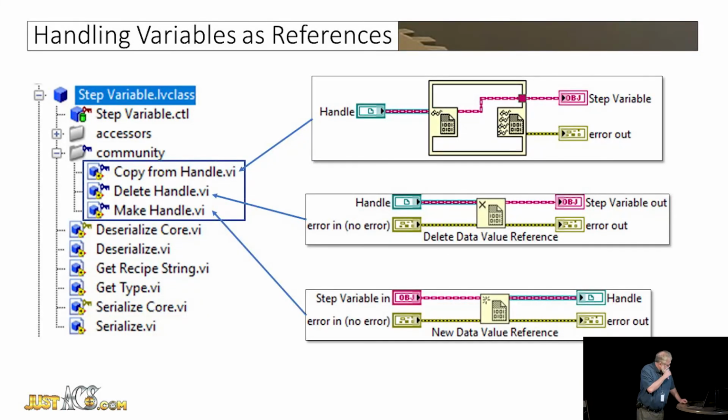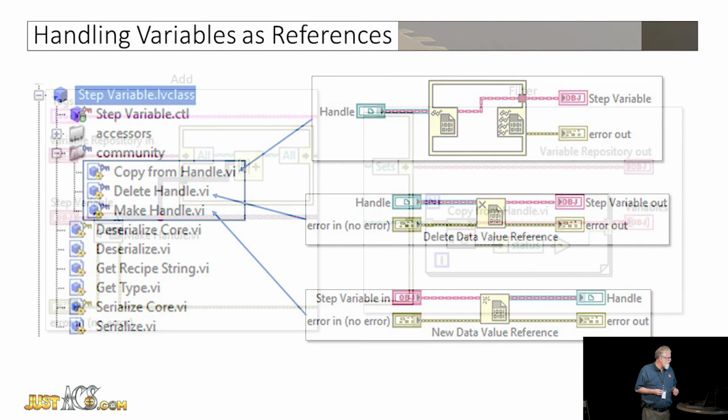And so I added 3 handle methods to the step variable class: copy from, delete, and make handle, and they just do the operations here. Copy from uses the in-place element structure and the DVR border node, and you can mark the DVR border node in such a way that says, yes, I am making a copy here. I am not manipulating the data in the reference. And that's a little bit more efficient.